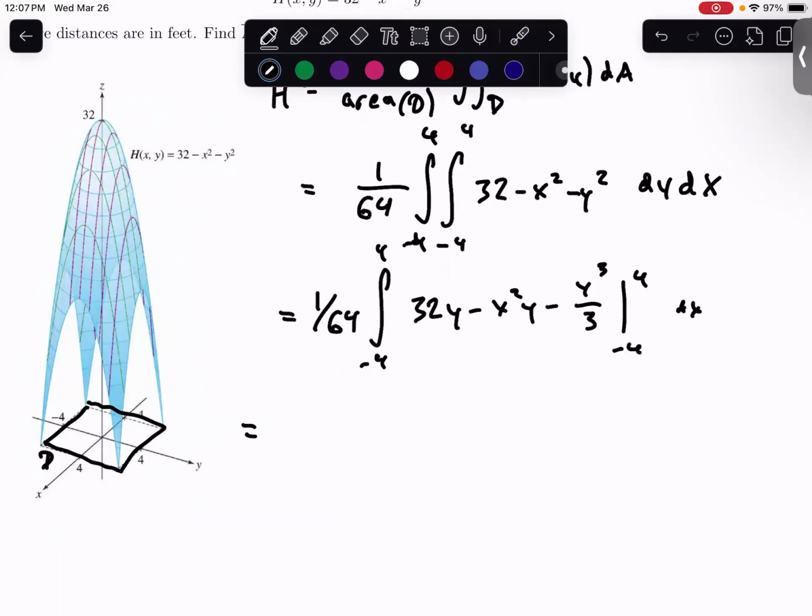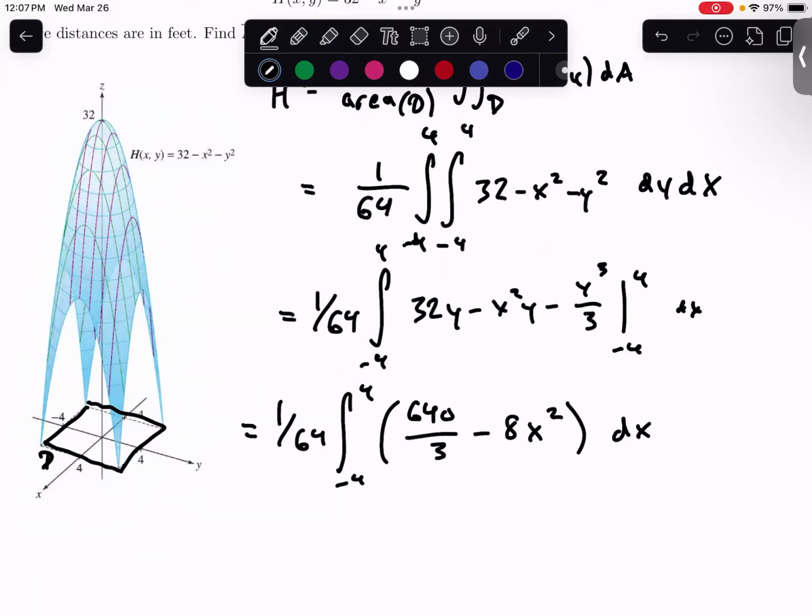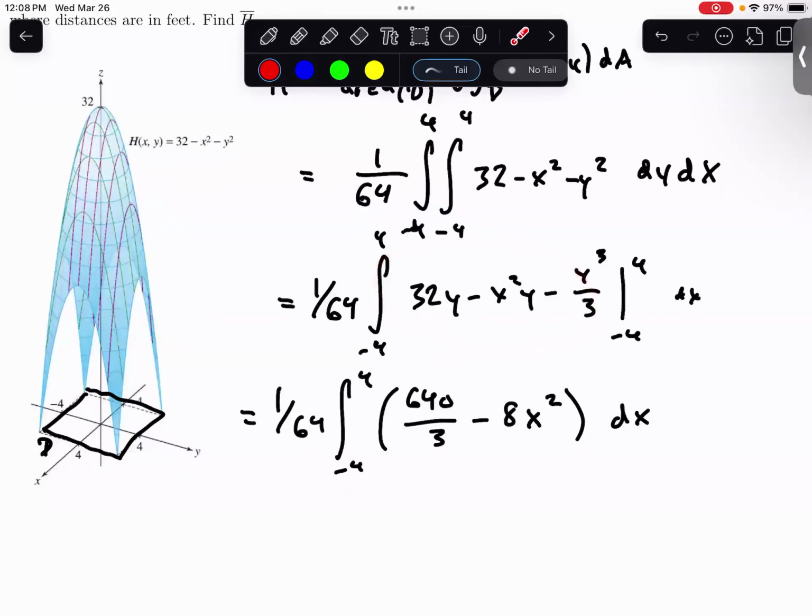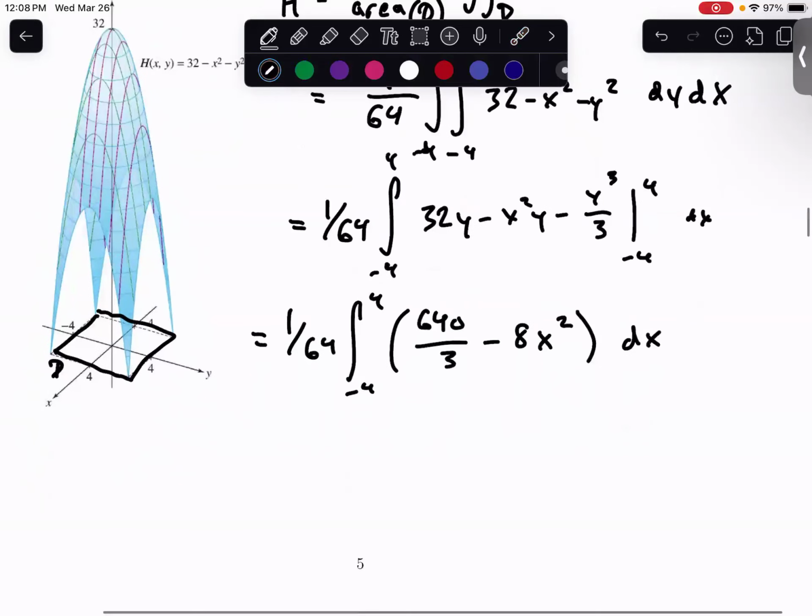So I'm just going to write out what this ends up looking like. So this ends up being 1 over 64 times this integral from -4 to 4. And from my notes, it ends up being 640 over 3 minus 8x squared dx. Right, all I'm doing is just plugging in at y is equal to 4, subtracting what you get when you plug in y is equal to -4. So nothing too crazy going on there.